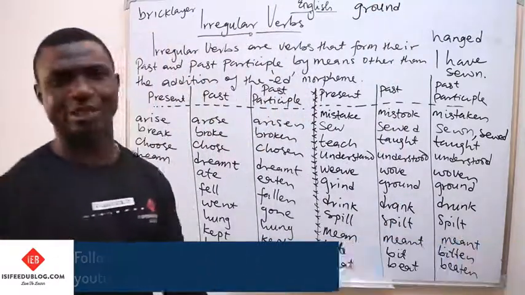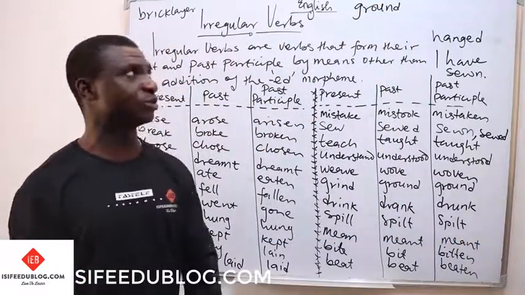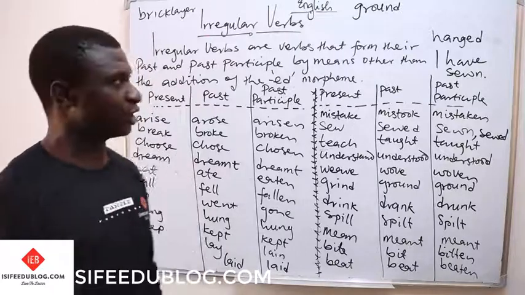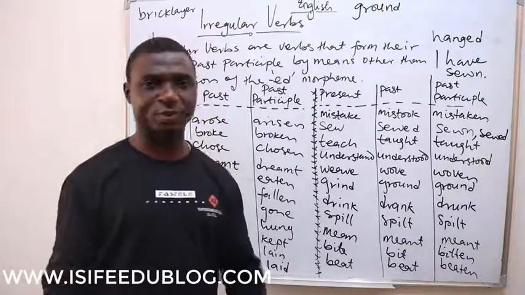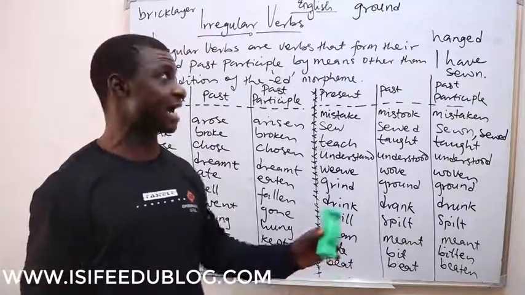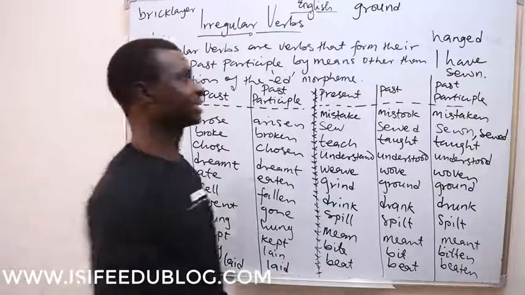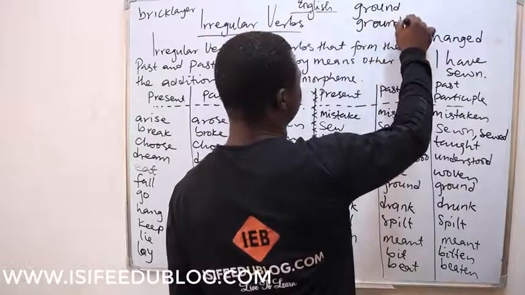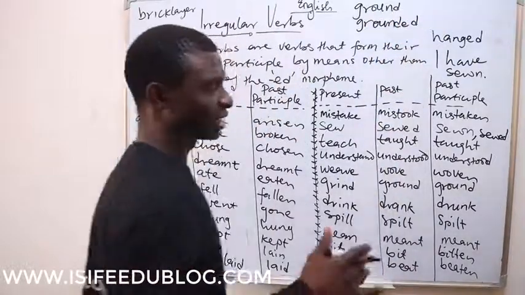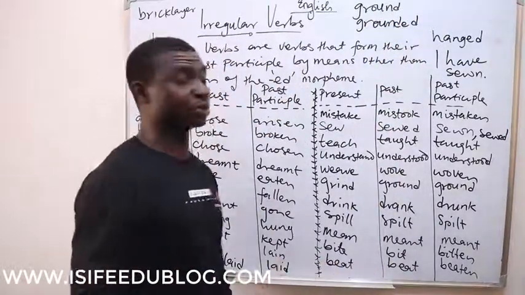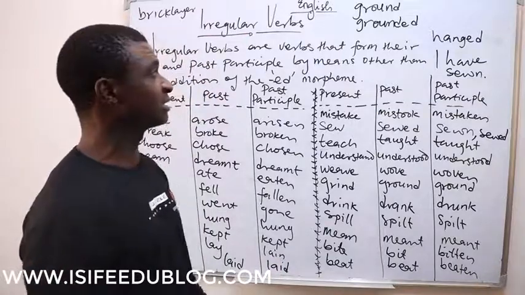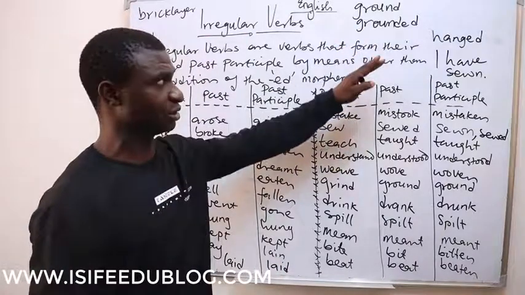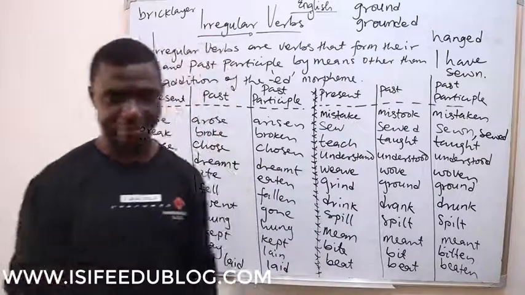Ground means to collapse completely, to damage completely. If your car gets completely damaged, you say the car has grounded. So the past tense of ground as a regular verb is grounded. The past participle is also grounded. Remember, the meaning is that something, a machine, has completely damaged.